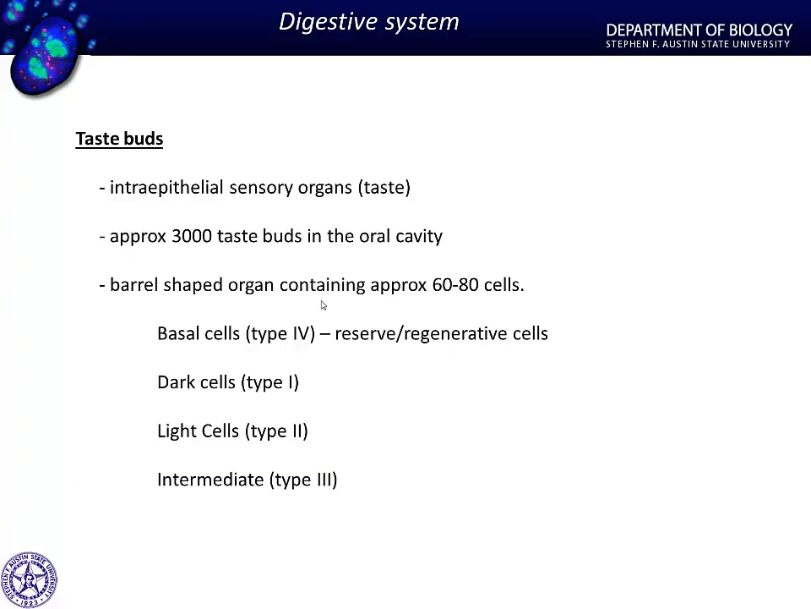Now, last, taste buds. With our taste buds, this is where we're going to see all of the cells that are involved in the detection of chemicals that we recognize as taste. And there's approximately 3,000 taste buds in the oral cavity, and maybe as many as 60 to 80 cells per barrel-shaped organ we know as a taste bud that comprise the taste bud itself. Now, these taste buds are comprised of 4 different cell types: dark cells, light cells, intermediate, which really are based on their histological appearance and staining pattern of color. And then we have our regenerative cells, or the type 4 cells that are present at the base of our taste buds.